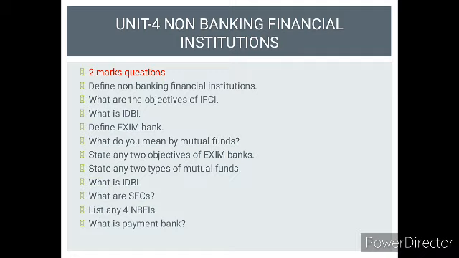Then the fourth important chapter: non-banking financial institutions. See, these are also called financial institutions, but here the institutions will not do any banking activities such as lending loans or accepting deposits. These two functions will not be performed. Any financial institution which is not performing banking activity is called a non-banking financial institution. Again, non-banking financial institutions are divided into two: organized and unorganized. So what is organized, what is unorganized? Let us discuss one by one.